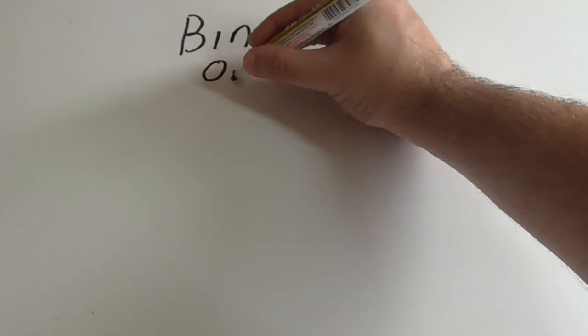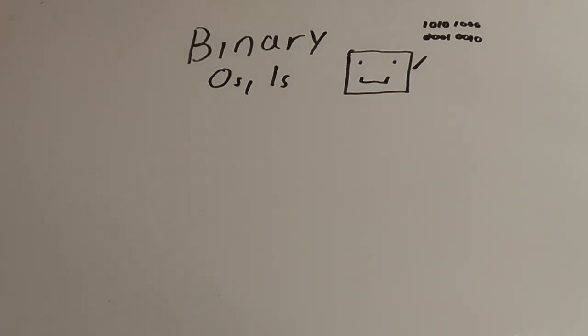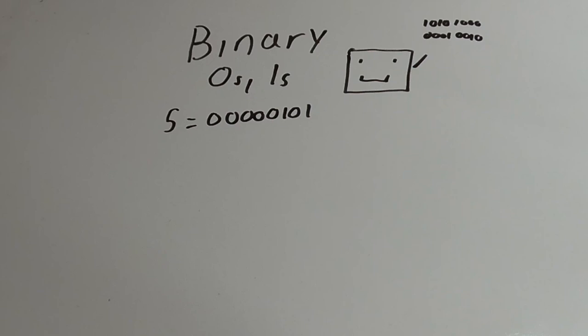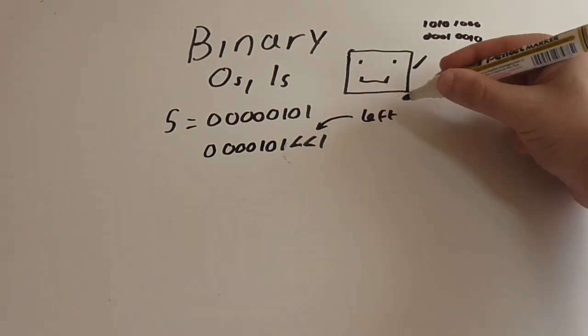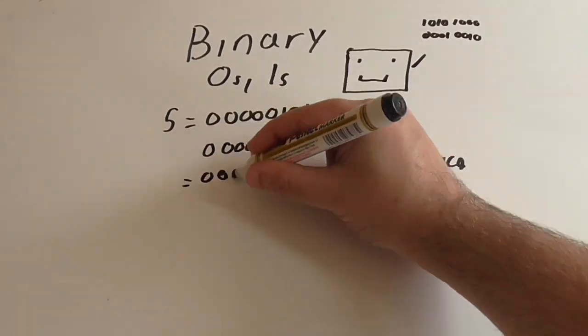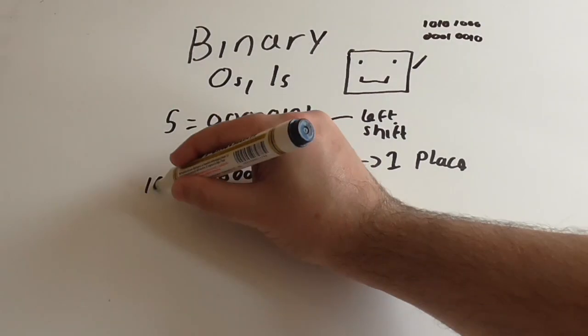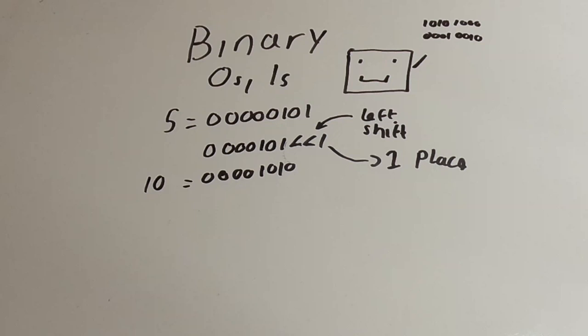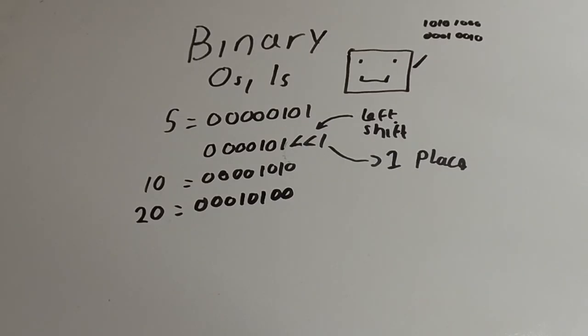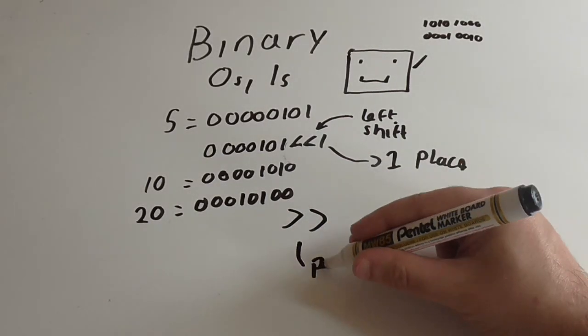Without making this too elaborate, think of binary ones and zeros as being the language of machines. So if you want to write 5 in binary, it's 00000101. You might see an operation like this. This means left shift by one place. In other words, move all the numbers one space to the left, and I get this, 10. Now if I left shift it again by one place, I get this, which is 20. And if I right shift it, I could go back to 10 again.